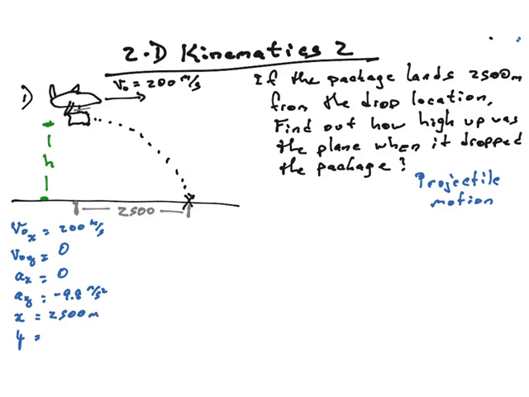What about y? Do I know the distance that the box is going to travel in the y direction? No, but that's actually the thing I'm looking for. I'm trying to figure out what this y distance is. So that's good. That's something I want to know. So that seems to be everything I know of in this problem.